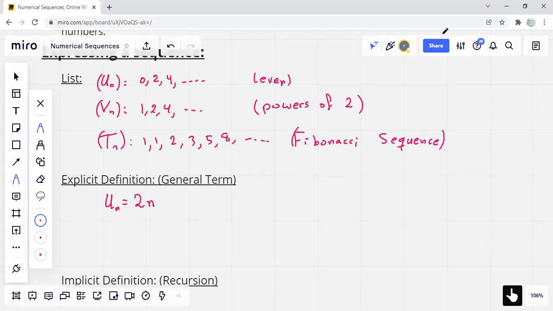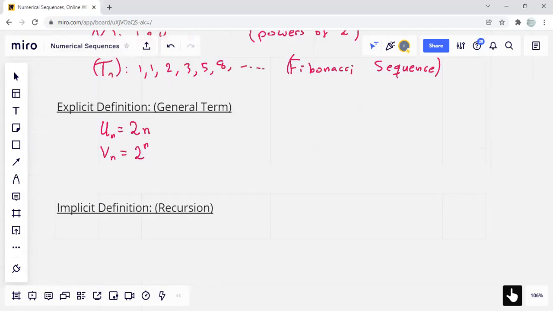Now Vn is the powers of 2, so we can write simply 2 to the power n. When n is 0, 2 to the power 0 is 1, 2 to the power 1 is 2, 2 to the power 2 is 4, and 2 to the power 3, the next number here, will be 8, and so on. Tn cannot be exactly denoted in explicit definition. So not all sequences can be written in explicit definition.